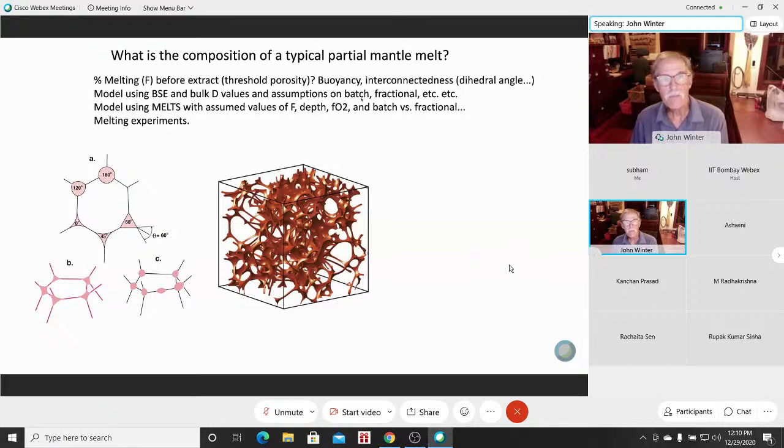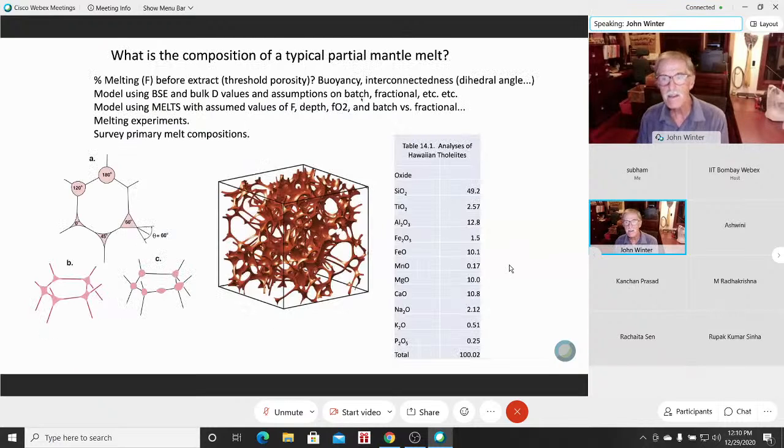Perhaps better yet, and more reliable for decades, is take a sample of your lherzolite from a kimberlite or a nodule and start to melt it experimentally and see what you get. Or you can take a survey of what we consider primary melt compositions. All of those things lead basically to an analysis like this, which is a tholeiitic basalt. Okay, so this is probably what you're going to produce that is extractable from the mantle residuum and would make it up into the crust. So there's what you've got to start with, your first melt.